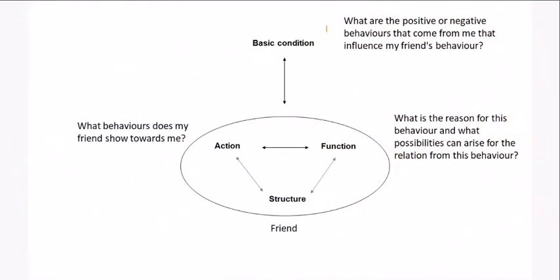If I assign myself to the aspect of the framework conditions and assign a person close to me to the aspect of structure, the following questions may arise. How does this person behave towards me? What are the reasons for this behavior? What possibilities does this behavior create for our relationship? What positive or negative behaviors do I exhibit and influence the behavior of someone close to me?